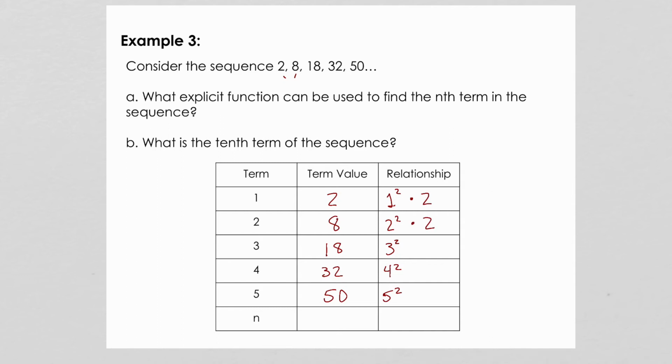3 times 3 is 9. If I multiplied 9 times 2, I would get 18. 16 times 2 is 32. 25 times 2. So you see a pattern forming. So really what we're doing with each term is we're squaring it, but then we're also multiplying it by 2. So we could write our function like this: f of n equals 2n squared. Okay, and then it's easy to find the 10th term. We can say f of 10 equals 2 times 10 squared, or 200.